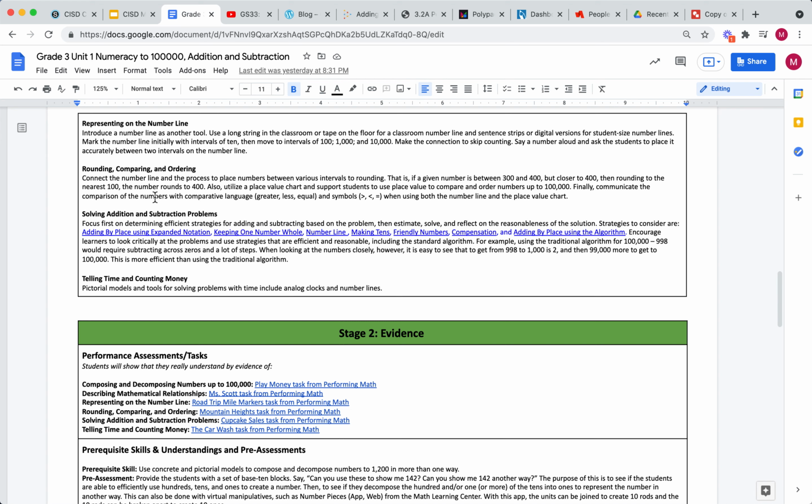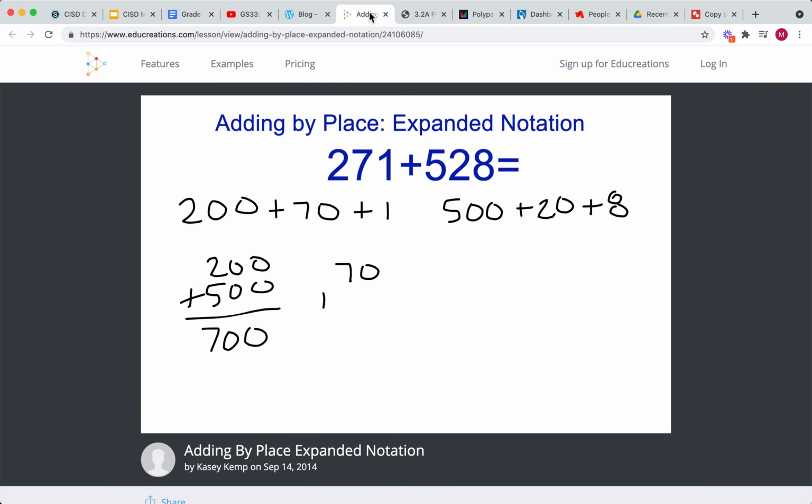Now, when the students begin solving addition and subtraction problems, we want to encourage them to utilize a variety of strategies on a developmental continuum. These links to videos are for you as an educator. You can share with your students all about how to use these different strategies. And you can see, for example, adding by place using expanded notation. This is what the videos are like, and they help you understand the difference between the different strategies.